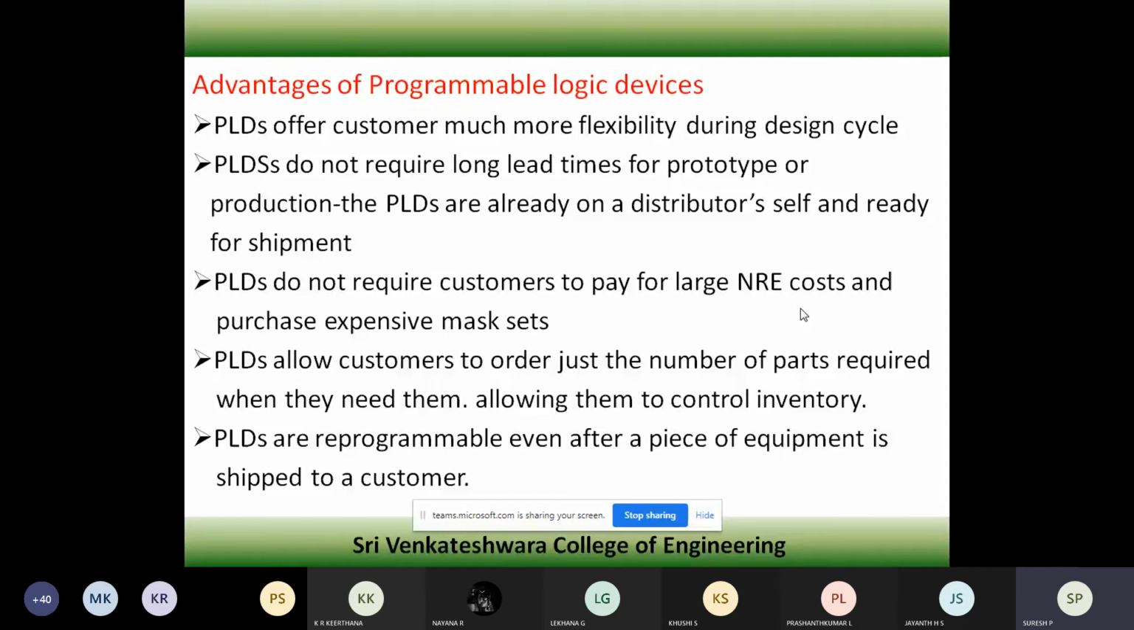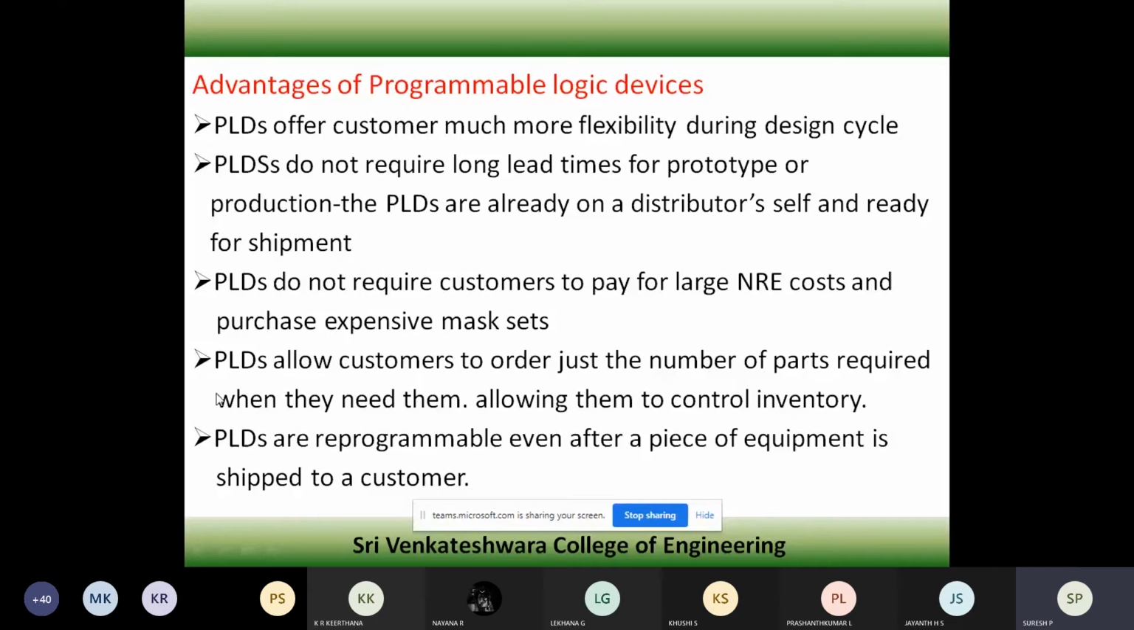So that is what this is going to tell you: that particular scenario will not come here, because it is already available. Depending upon the logic function, I am going to reprogram my PLDs. For that reason, your customers need not pay much of the non-recurring charges. Okay, non-recurring cost and purchase of expensive mask sets.